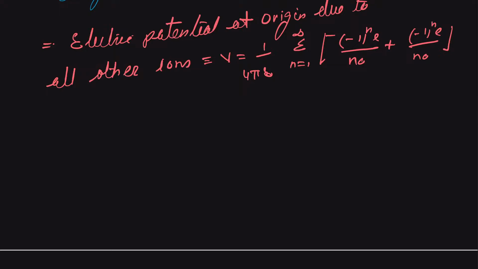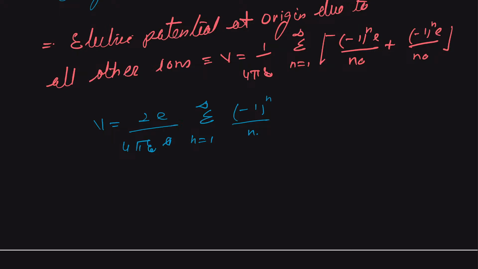Therefore we can generalize this formula and you can write this will be, V equals 2 times E upon 4 pi epsilon naught A, times summation n 1 to infinity of minus 1 raised to power n divided by n. So this is a general potential at our origin because of all other ions.